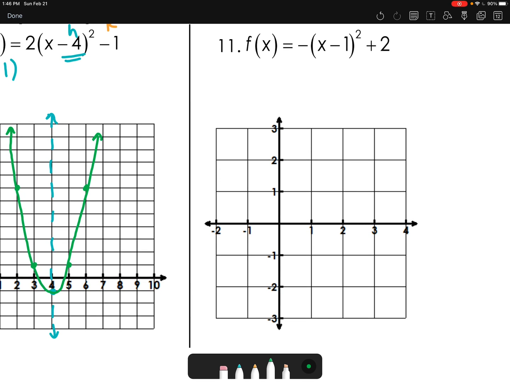Okay, try number 11 on your own, using your calculator. See if you can do it by yourself, and you can check yourself with me. So go ahead and pause. All right, so our vertex here is 1, 2. So we are starting at 1, 2. As my vertex, my axis of symmetry goes right down the middle at my vertex.